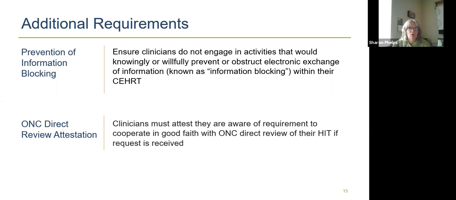The second item is the ONC direct review attestation. When you submit, you also need to submit yes that you are aware of the requirements to cooperate in good faith with the Office of the National Coordinator if they have some reason to believe that your system is blocking information, or if there's something else happening. There's three circumstances where they might do that. One is when there's reasonable belief that the system may present a serious risk to public health or safety. The second is when reviewing the system presents practical challenges for the ONC and they actually want to see a system in use. And the third is when there's a reasonable belief that the health IT developer or the software vendor has not complied with the requirements that they have to comply with. Next slide, Sarah.